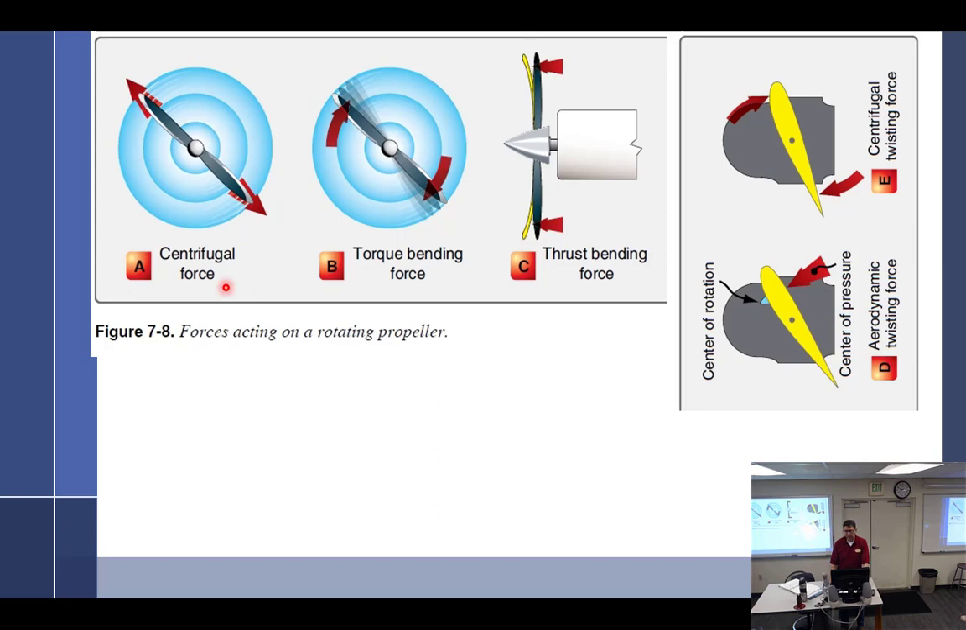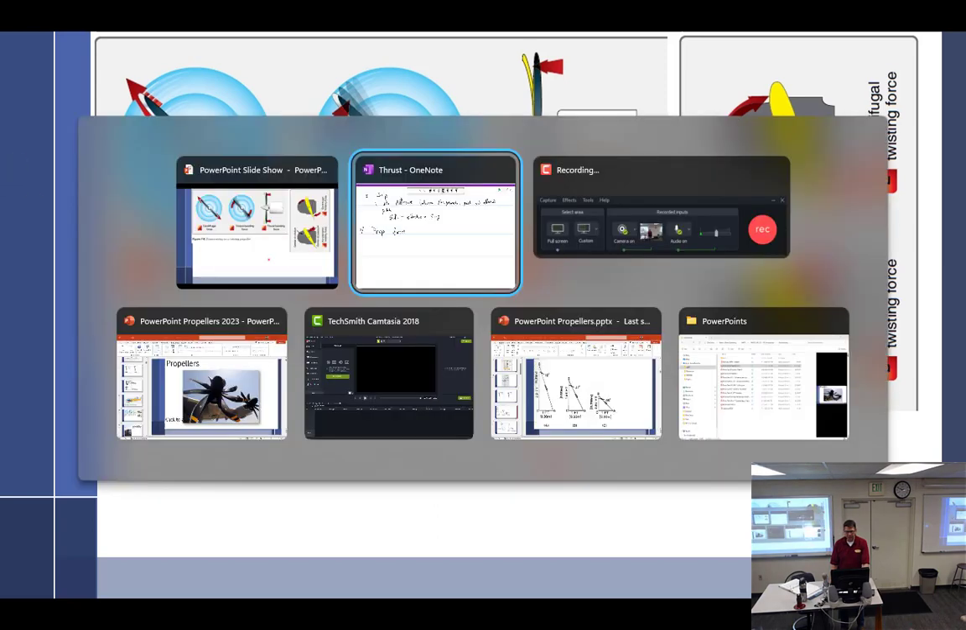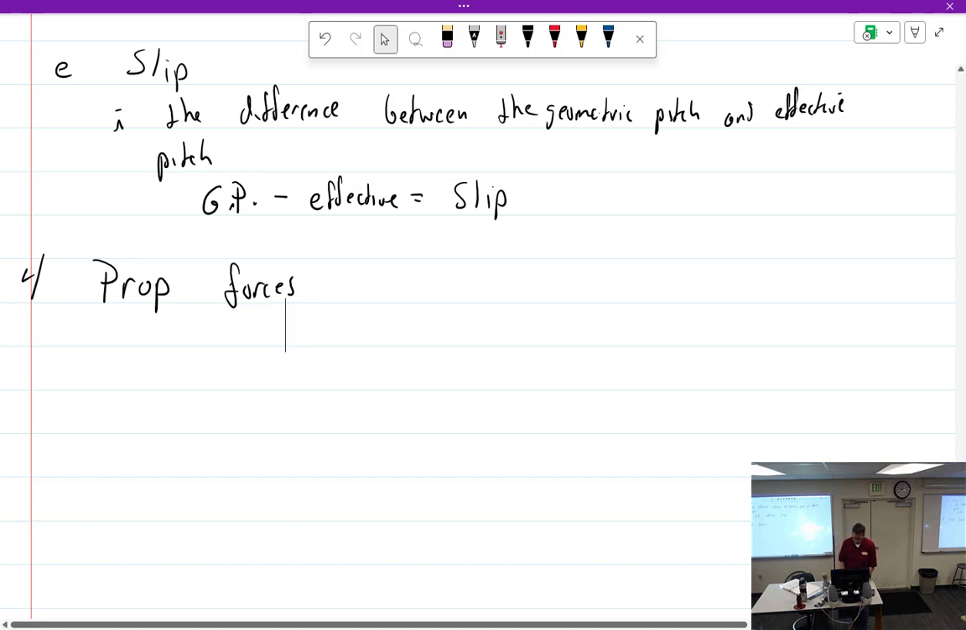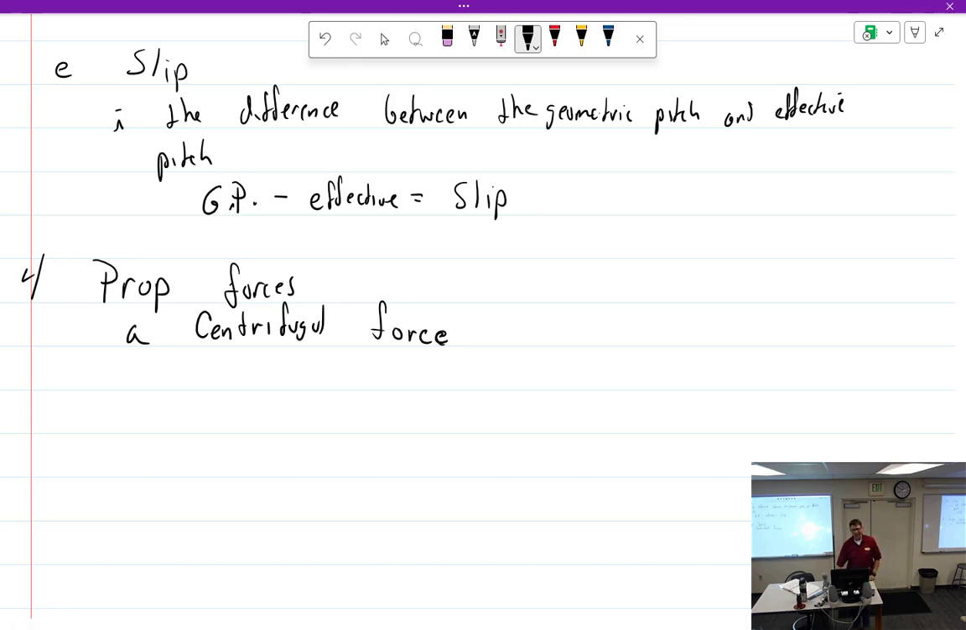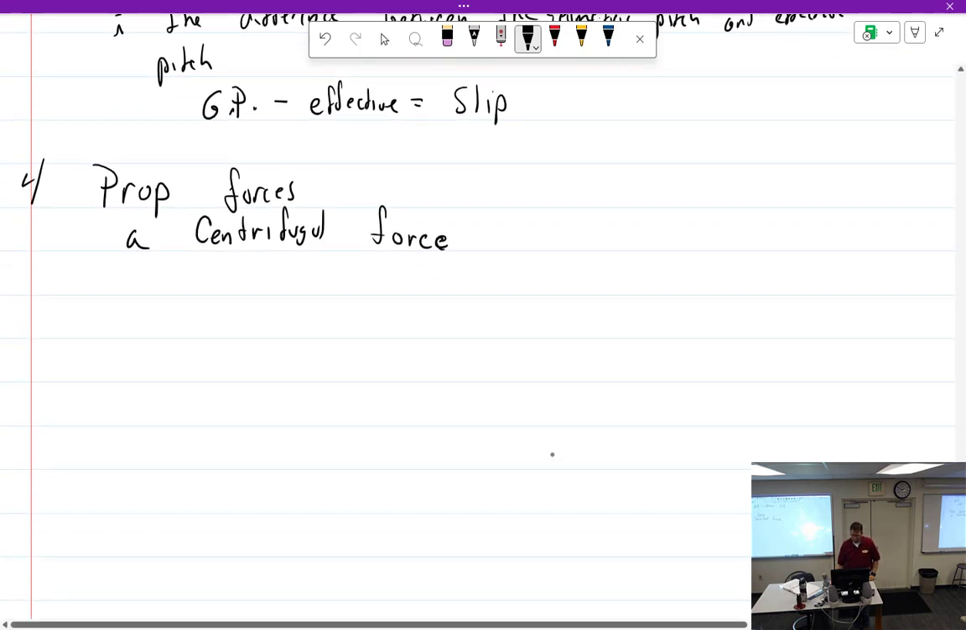All right, prop forces. We're going to have 5 forces: 1, 2, 3, 4, 5. First one is centrifugal force. These forces are going to become very important when we start talking about constant speed props. You need to understand the forces, because we're going to use the forces to actuate the propeller.